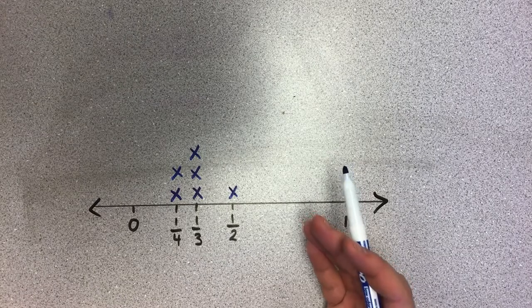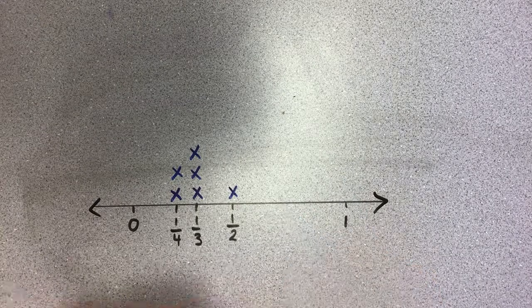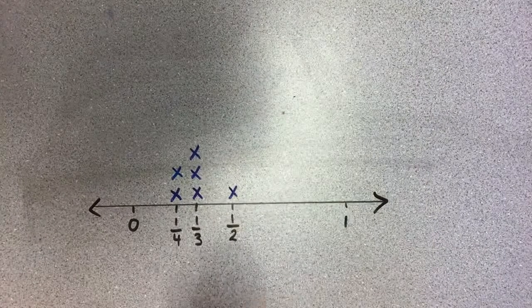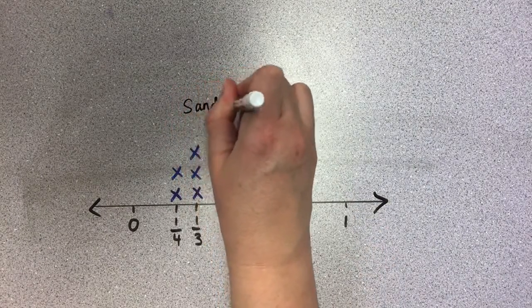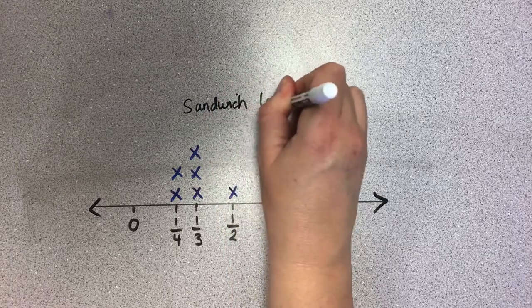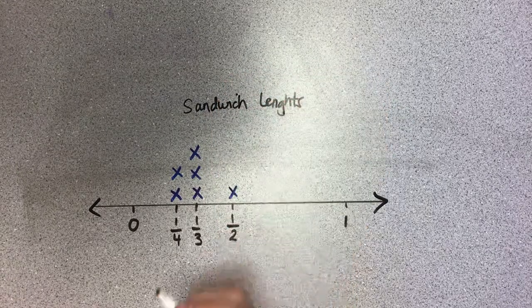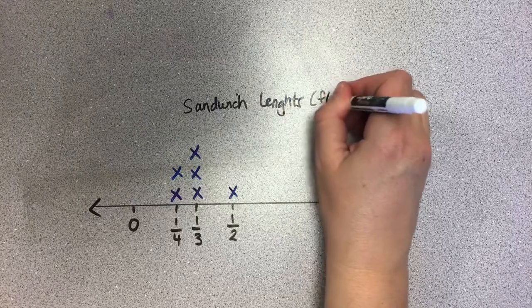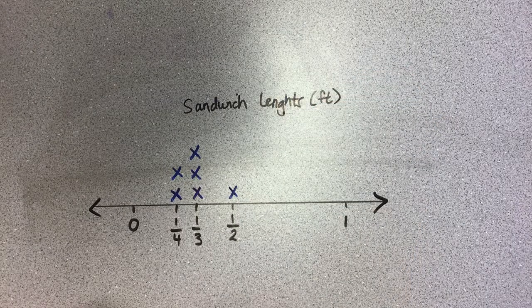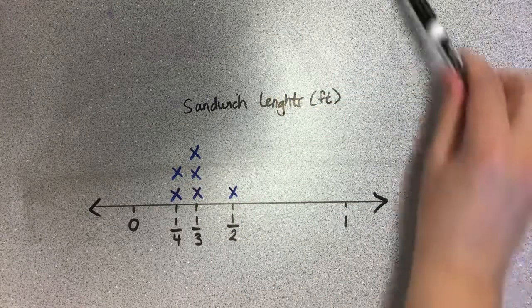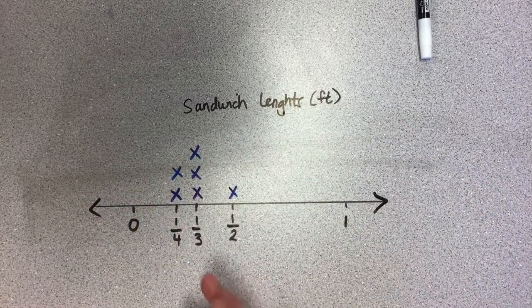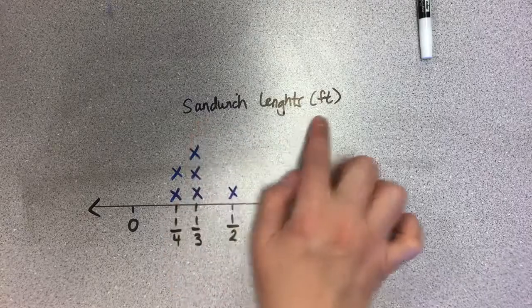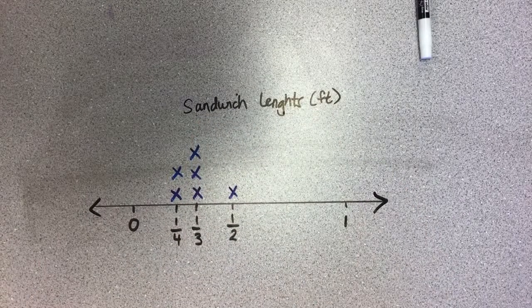The last thing you do is add a title to it. So I'm going to give this line plot a title. I'm going to call it Sandwich Lengths. And it's sandwich lengths in feet. Okay, so you give it a title. So this is what we're doing. We're making line plots with data, and then we're labeling the line plot and putting it out like this so that we can interpret the data.